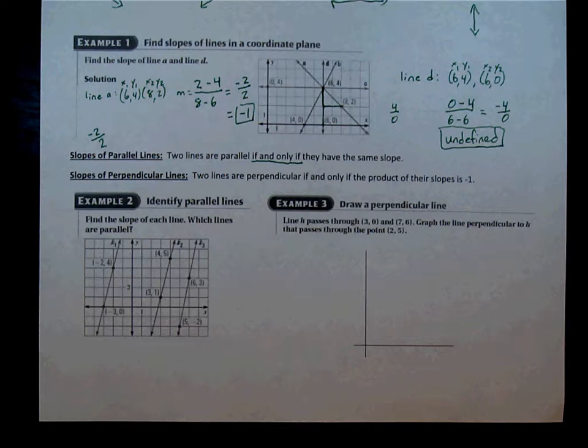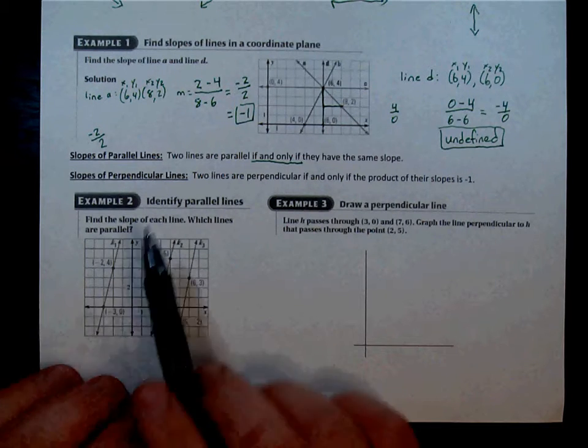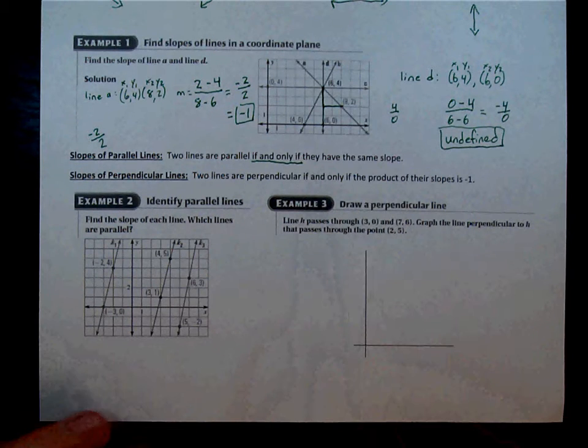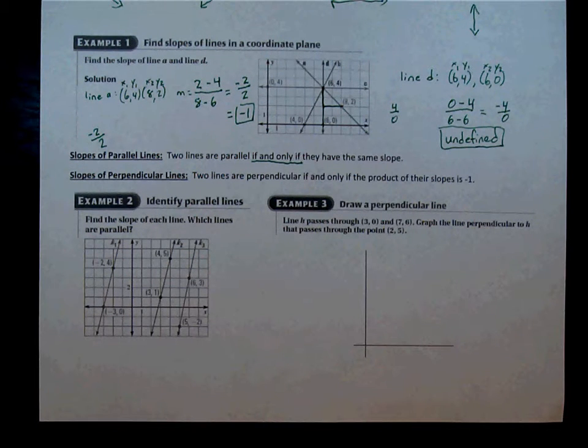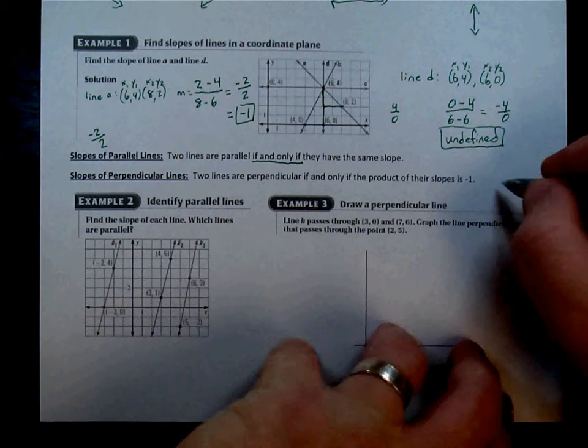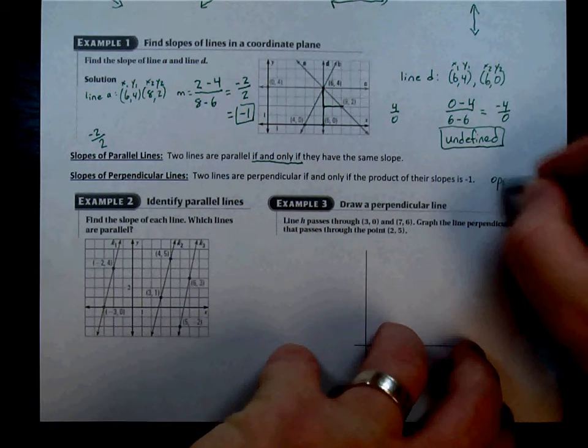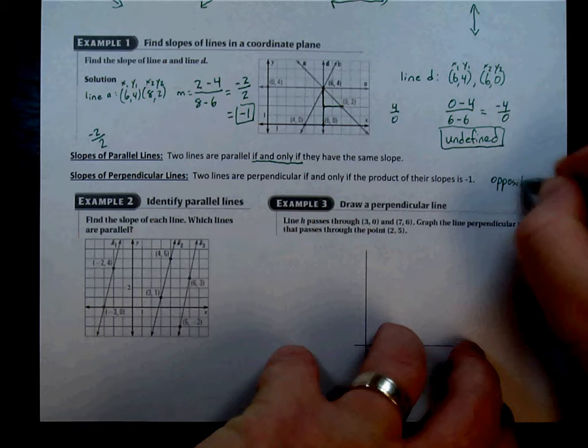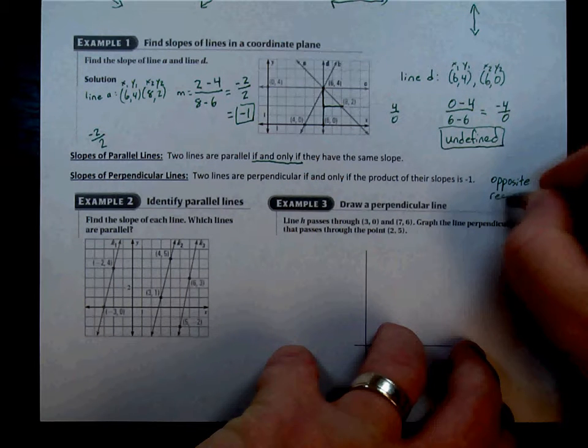So parallel lines, same slope. Perpendicular lines. They word it, I would say, kind of funny. Let me go ahead and read it, but then I'm going to describe it to you in a little different way. It says 2 lines are perpendicular if and only if the product of their slopes is -1. So if you multiply the 2 slopes together, you get -1. Another way to say that is that the 2 slopes are opposite reciprocals.